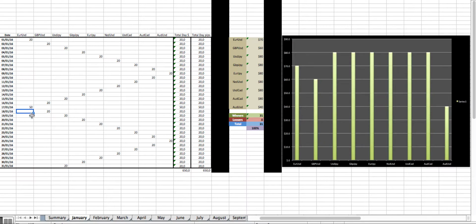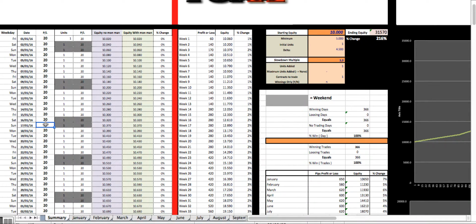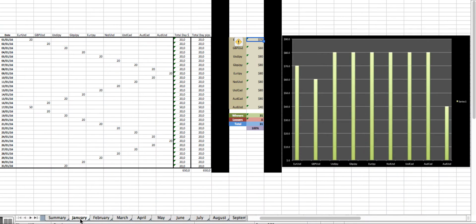Hit enter, and you can see that the column here, or the chart column changes. The euro dollar right here changes into 70. So let's check out the summary sheet. We change the 17th into 50, right? Really simple. Now, the one thing you will need to do is to change the total pips right here.